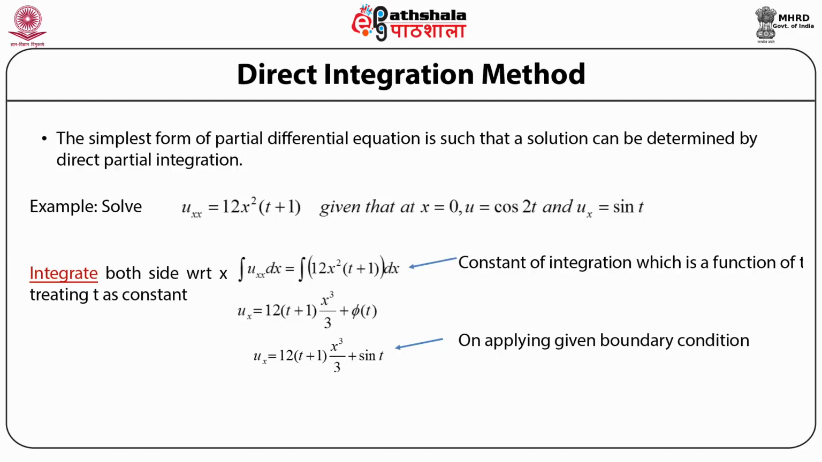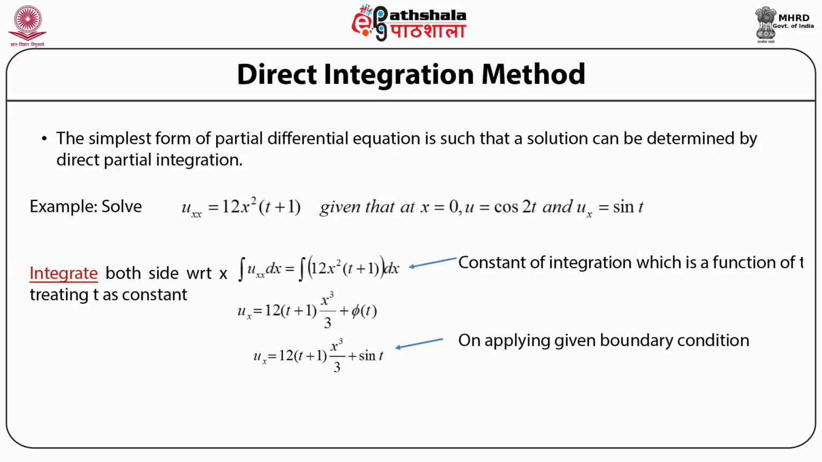But if you see the boundary condition, we have terms of time t. So that is why we have written the constant, which is a constant when viewed from the x direction, but it is still a function of time. So when you equate psi of t with respect to the boundary condition x is equal to 0, you can find out that psi of t is nothing but sin t.